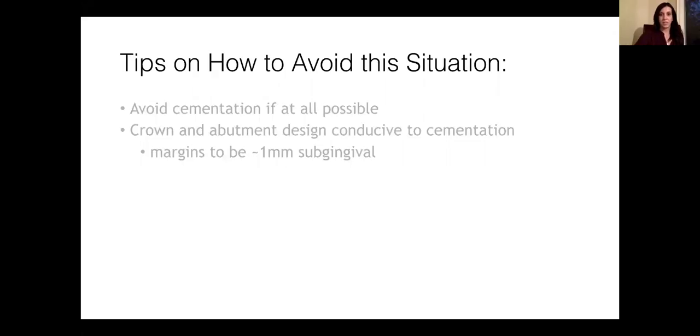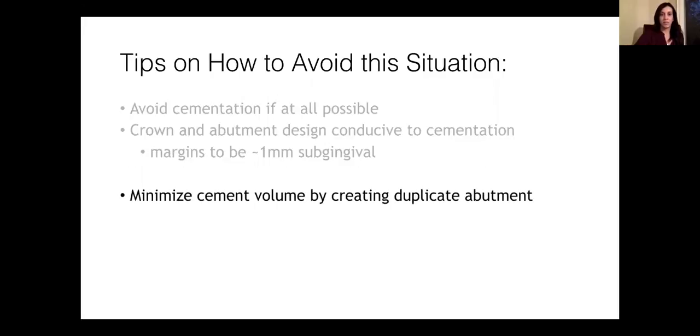The other thing that you can do is you can minimize the cement volume that you place by creating essentially a duplicate abutment. So I want to show you a very quick and easy way to do this, chairside. This is a chairside example. You can also have the lab fabricate a dummy abutment for you that you would use prior to delivering or cementing the crown. You can use a duplicate abutment. So let me show you what I mean by this.